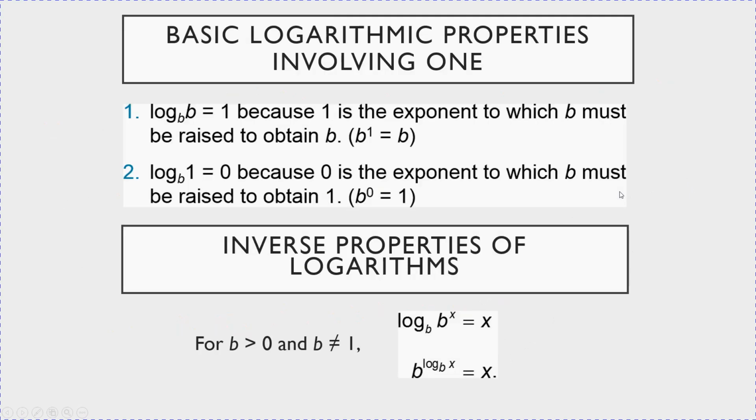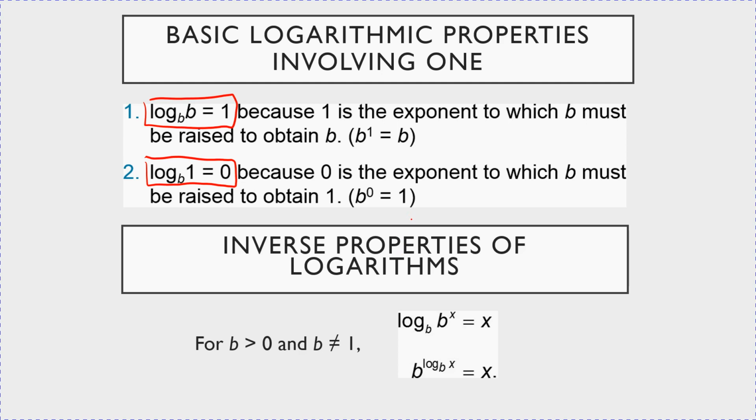Okay. So now let's talk about some basic logarithmic properties involving 1. Log base b of b is equal to 1. So if the base and what's being inputted into the log are the same, it's always equal to 1, because 1 is the exponent to which b must be raised to obtain b. So b to the 1 is just b. And log base b of 1 is just 0, because 0 is the exponent to which b must be raised to obtain 1. So b to the 0 is equal to 1. Remember these, they're important. When the bases are the same, it's equal to 1, and log base b of 1 is always equal to 0.